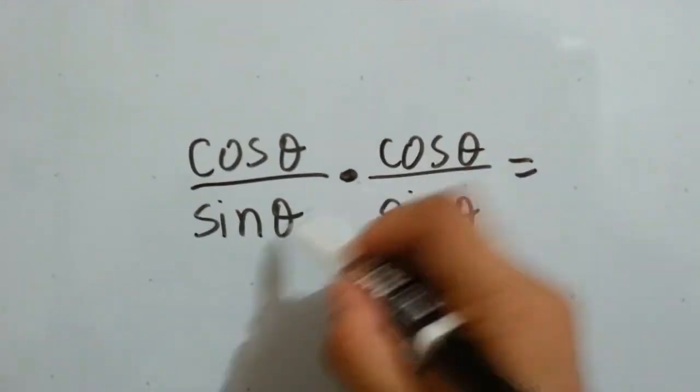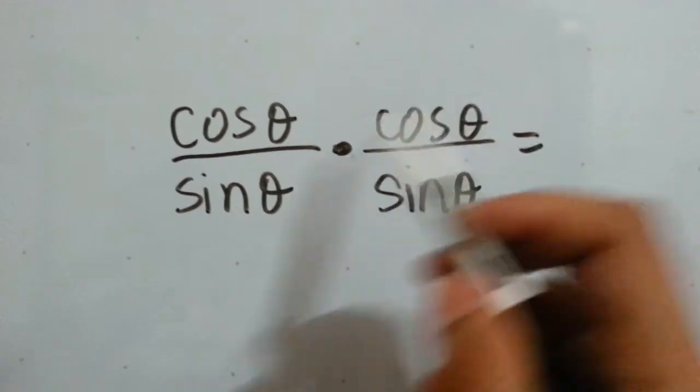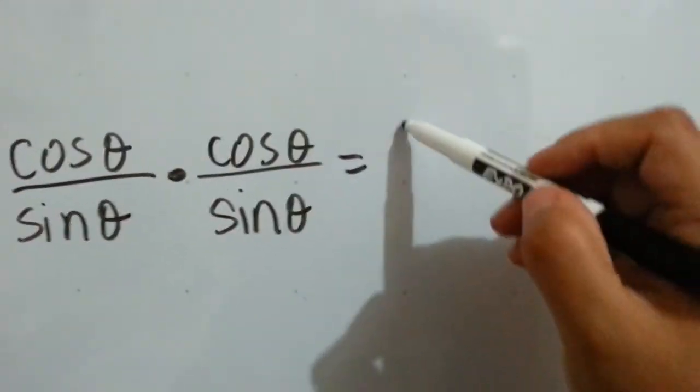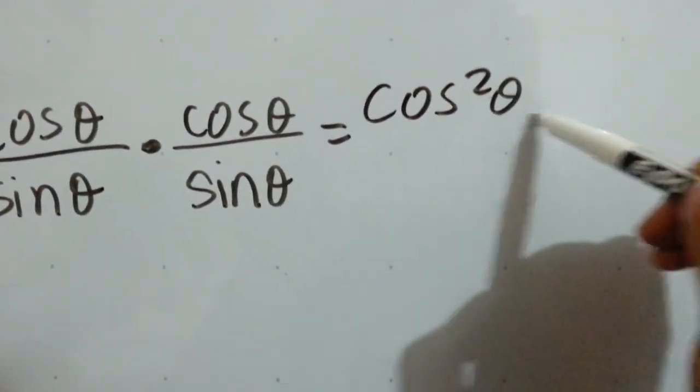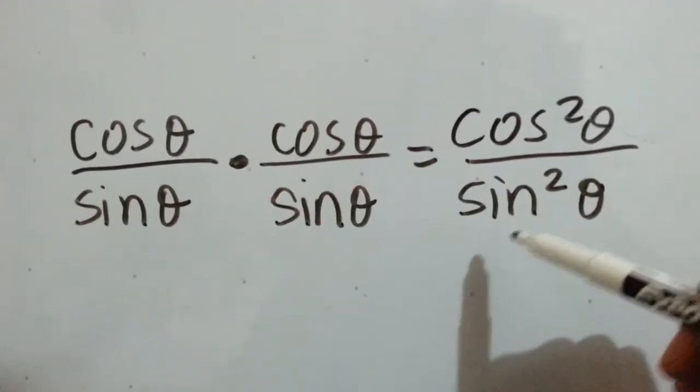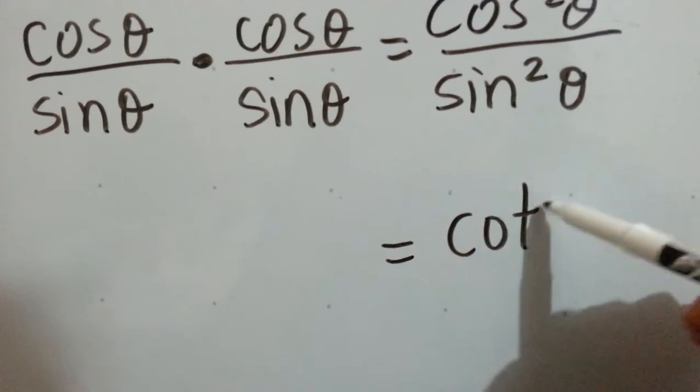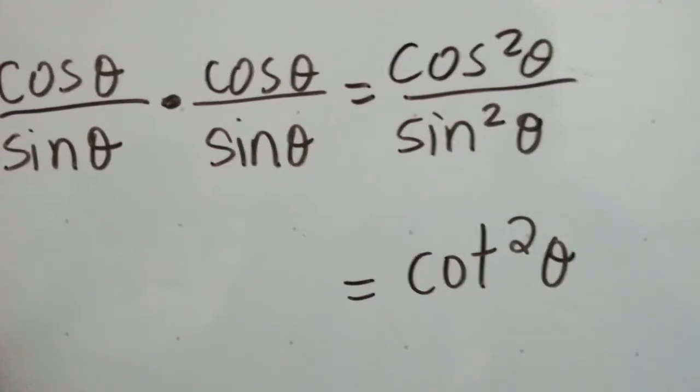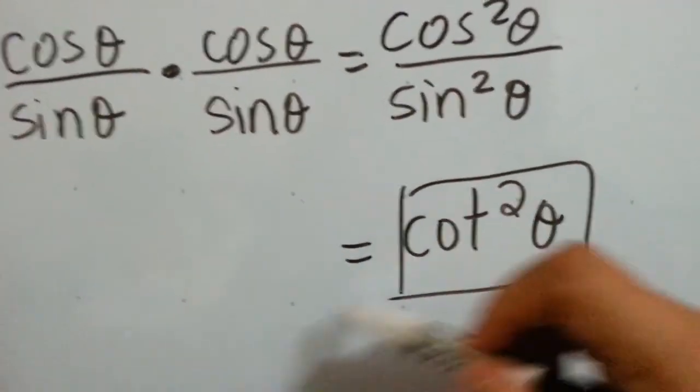It's multiplication, so nothing cancels, so we go ahead and multiply across. Cosine times cosine is cosine squared theta over sine squared theta. Cosine over sine is cotangent, so this is cotangent squared theta, because you have two of them, right? This is your final answer.